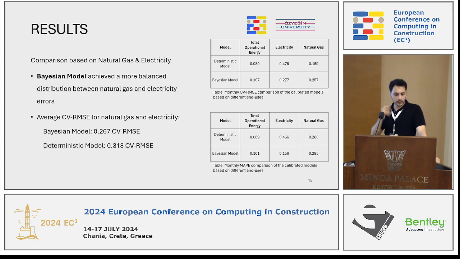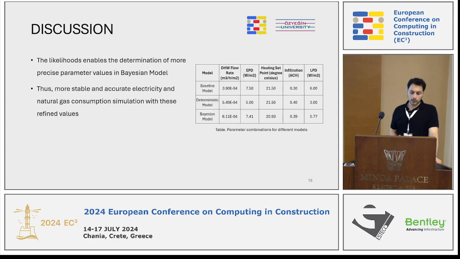We see that for both MAPE and CV RMSE, the Bayesian model achieved a more balanced distribution between the natural gas and electricity errors. As you can see, the average error for the Bayesian model is 26.7%, while the deterministic model provided 31.8% error. So, by selecting the scenario with the least simulation error, the deterministic model might ignore the complex interaction between the simulation parameters and the energy consumption data. Thus, it cannot match the consumption data better.